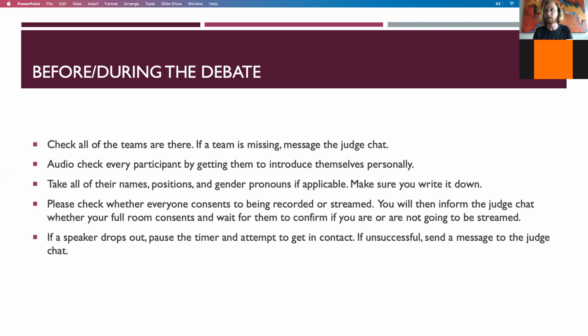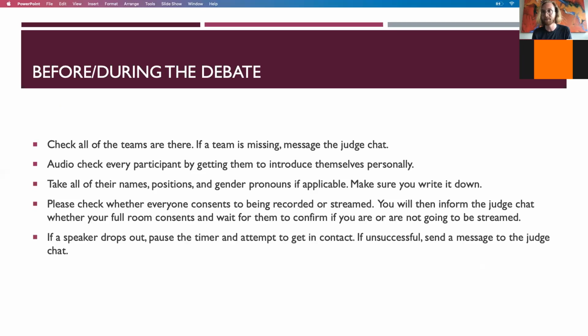And then you will likely inform the judge chat whether your full room consents, and wait for them to confirm whether you are or are not going to be streamed. I would stress that this is run by the convening team. The convening team will make sure that you are fully up to date on what exactly the protocol is if your room is going to be the one that is recorded.